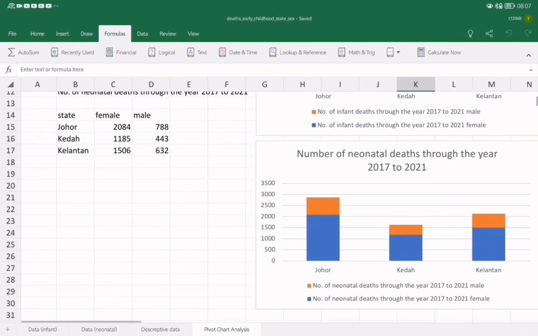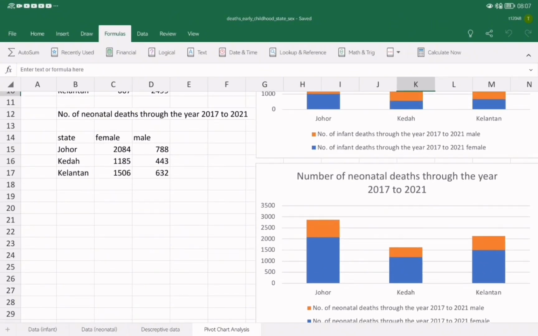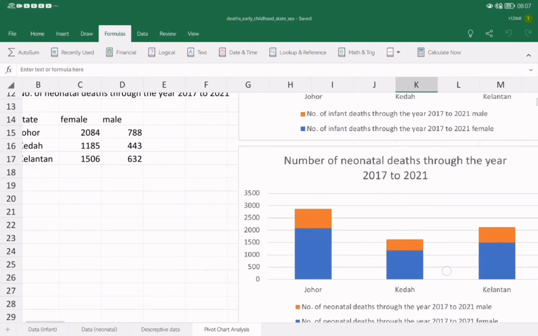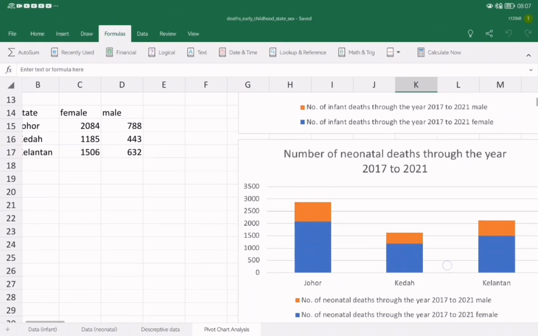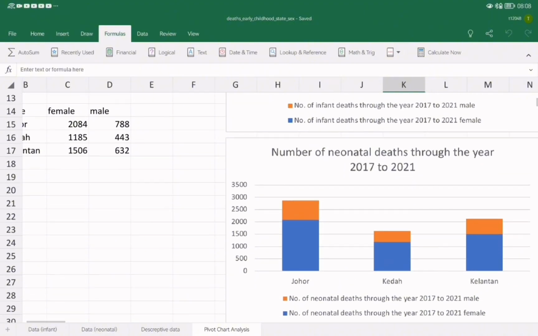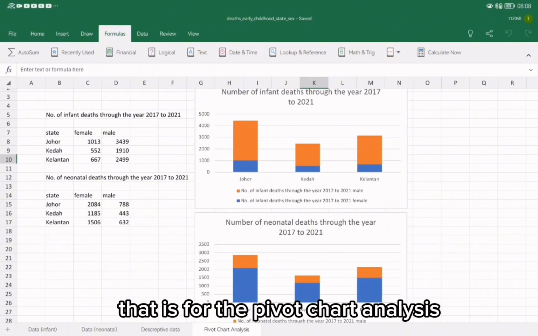Next for the neonatal deaths, for Johor the blue one, which is the female, is 2084, and the orange one for the male is 788. For Kedah, the female is 1185, and the orange one is 443. For Kelantan, the blue one is 1506, and male is 632 for the orange one. That is the pivot chart analysis.